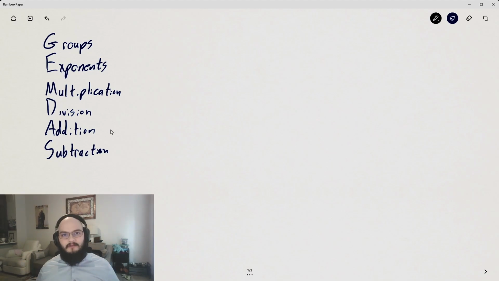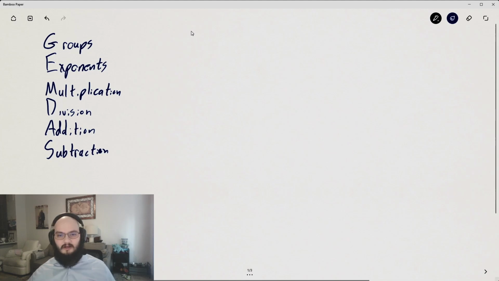But if you hear PEMDAS, what that's referring to is instead of a G, there's a P at the beginning, and that P stands for parentheses, like that. But we're not going to be using the PEMDAS version, we're going to be using GEMDAS because I'm going to focus on groups.